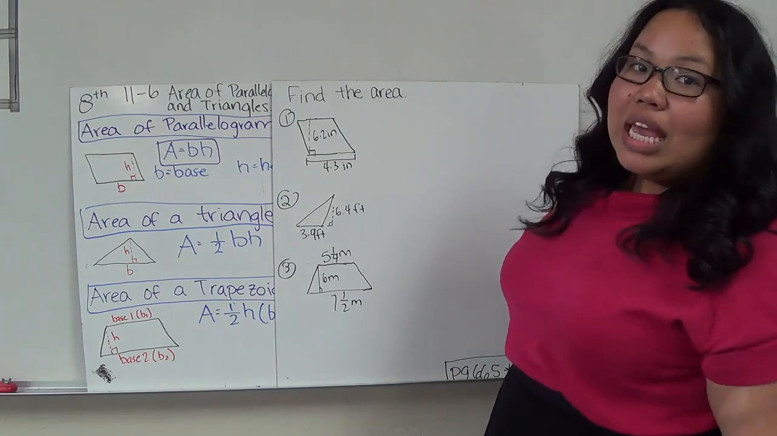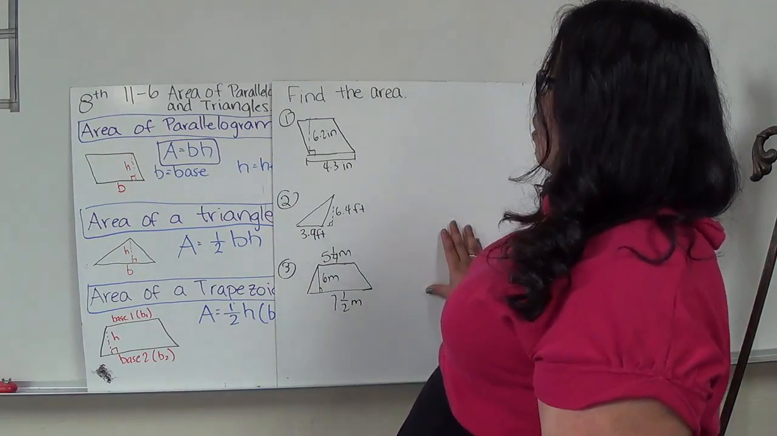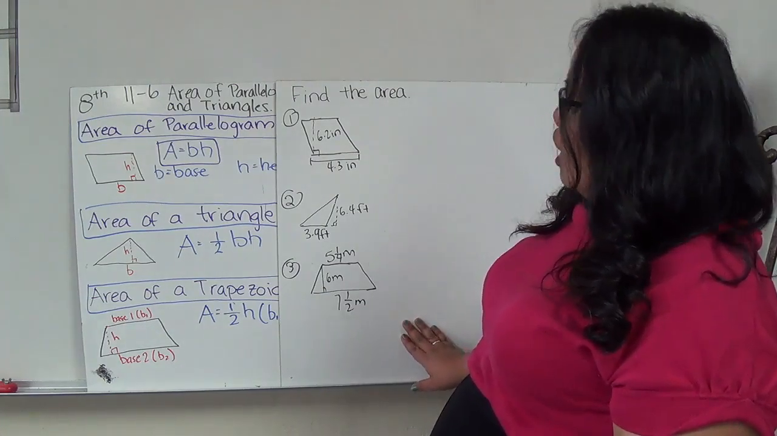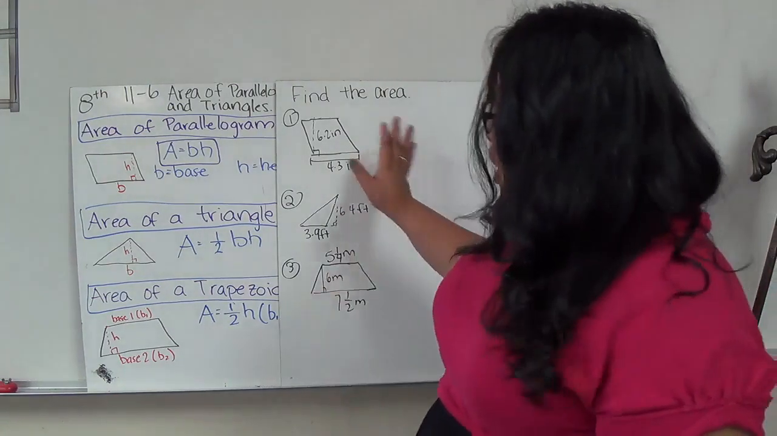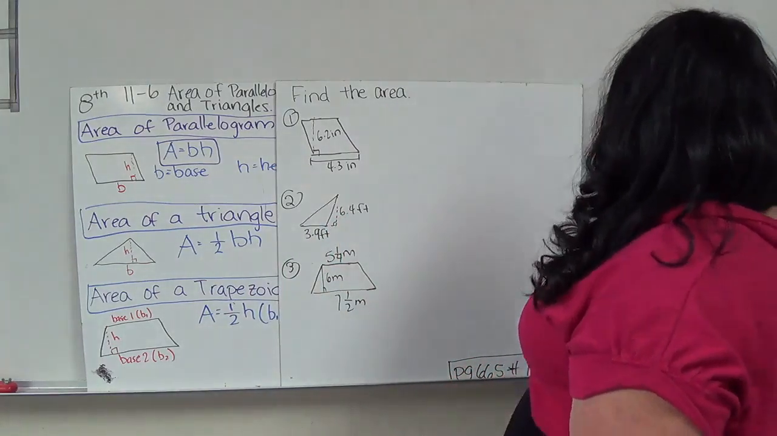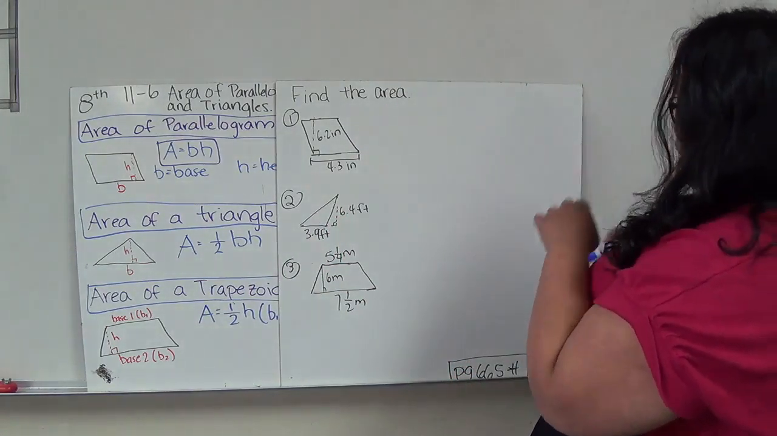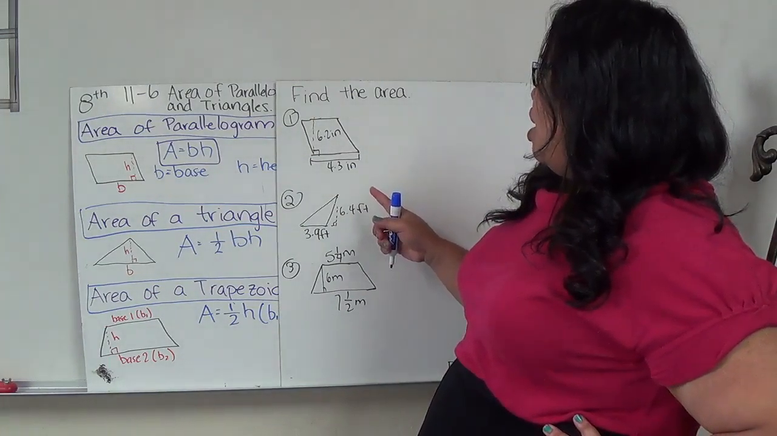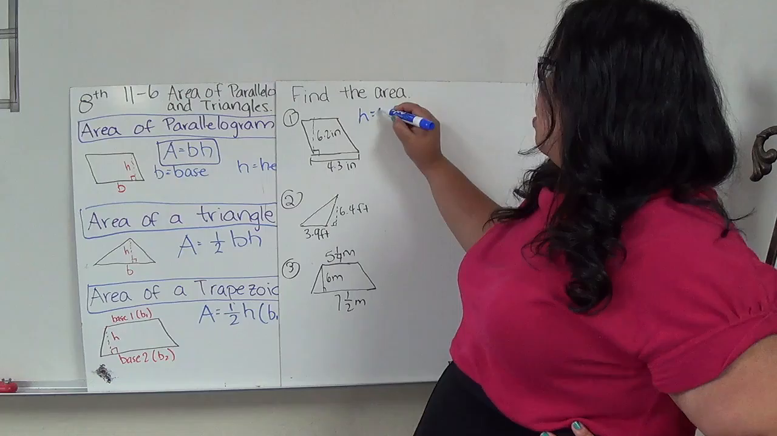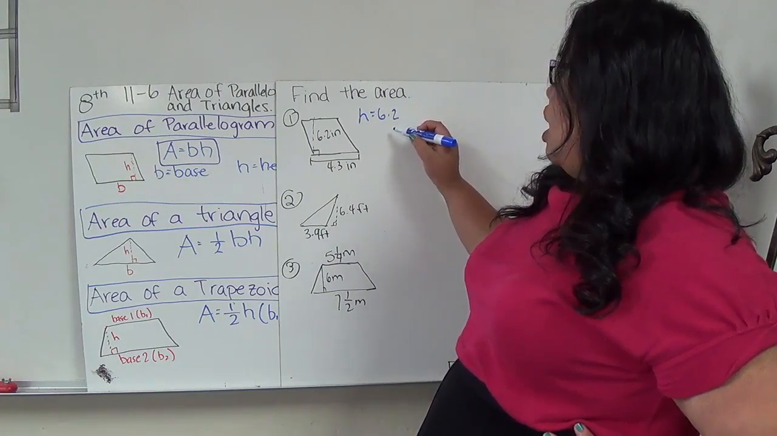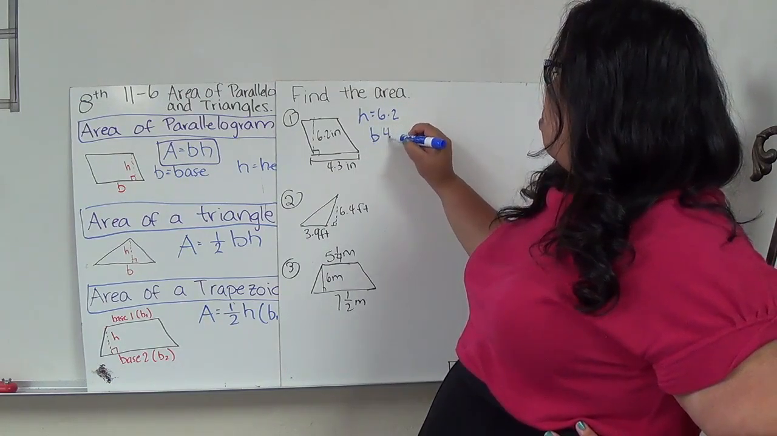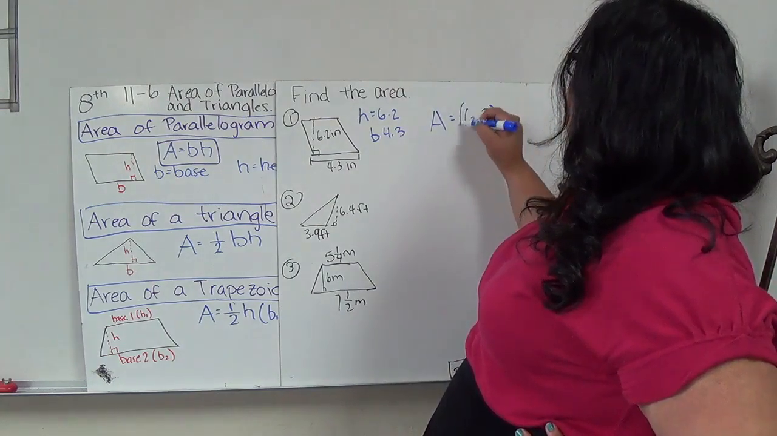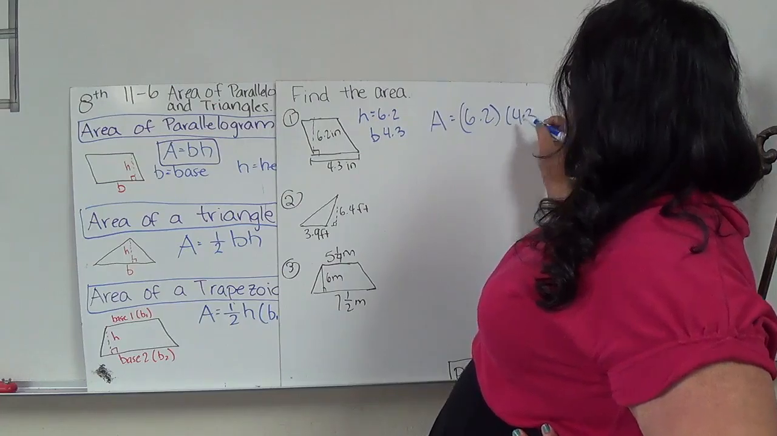Okay, so in this case right here, they want us to find the area. So we have to first identify what this is. Luckily, the example problems match here, but it's not always going to be the case, so please make sure that you're able to identify which shape is which. So the first one wants us to find the area. My height equals 6.2, and my base equals 4.3. So my area would be 6.2 times 4.3.